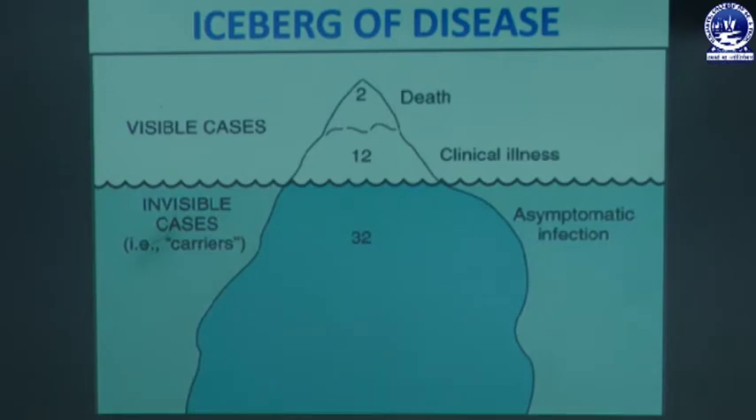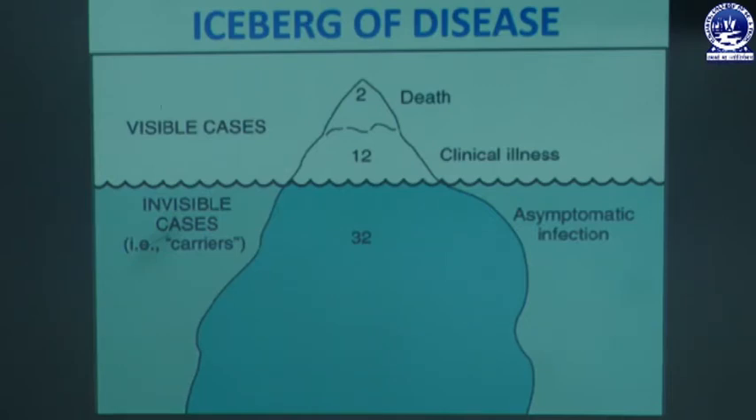A concept closely related to the spectrum of disease is the concept of the iceberg phenomenon of disease. According to this concept, disease in a community may be compared with an iceberg. In the iceberg of disease, the floating tip represents what the physician sees in the community, and that is the clinical cases.